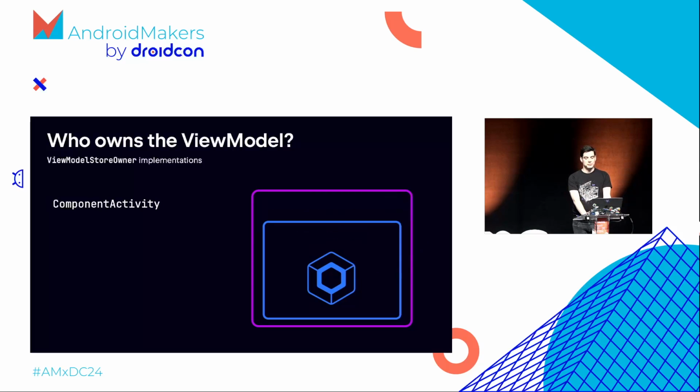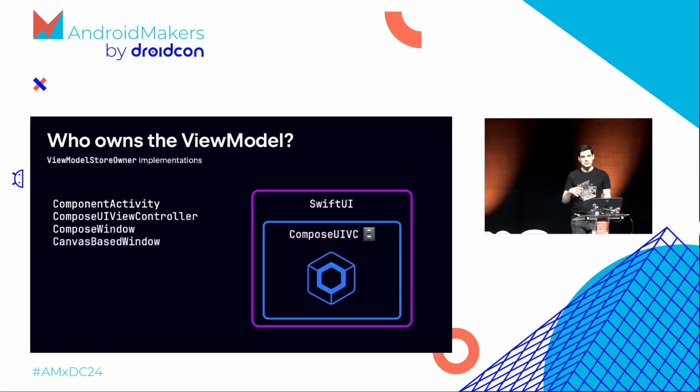Now, on other platforms, we can't quite do the same thing because the external components that host our Compose content do not have a ViewModelStore implementation. They don't have a notion of managing ViewModels. So in SwiftUI, for example, we don't have a global store like this.